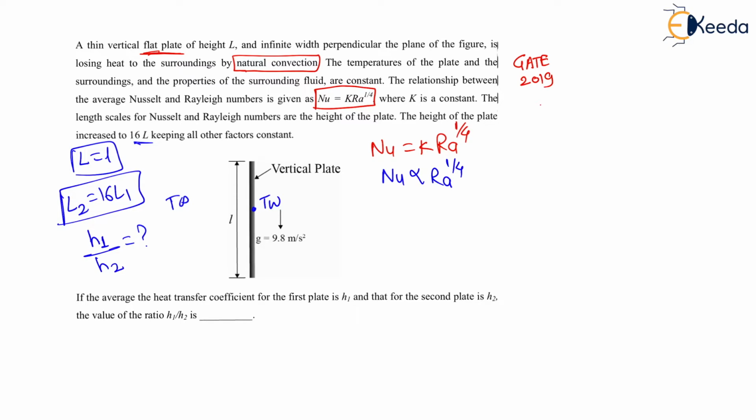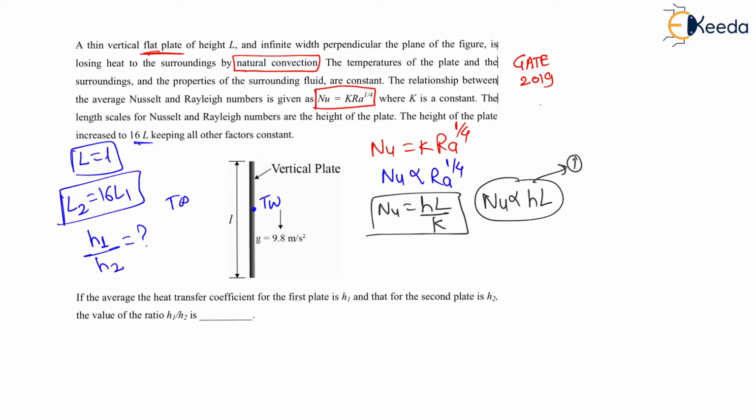Now, my dear students, we know that the Nusselt number is nothing but HL divided by K, right? That formula we have seen. Therefore, can I say the Nusselt number is directly proportional to H and L. This is important relation number 1. And here the Nusselt number is directly proportional to Rayleigh number power 1 by 4, right? So again we have one more relation: Nusselt number is directly proportional to Rayleigh number power 1 by 4. This is the second relation.